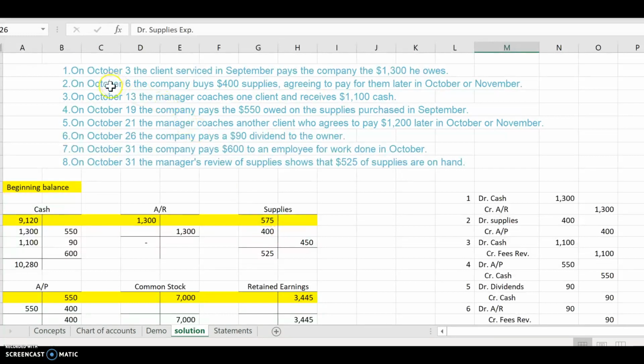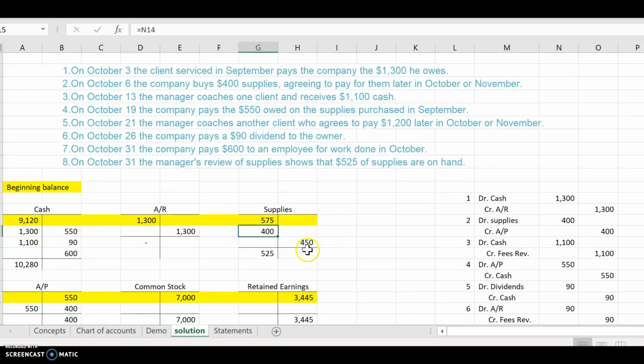In the month, we said we bought some supplies, $400, right? So that's what we purchased, so it's on the debit side. Now you can look at each transaction afterwards. It didn't talk about supplies anywhere afterwards. We didn't record any change of supplies except for October 6th transaction. Now, if you look at the last one, it says the manager review of supplies showing that 525 supplies are on hand.